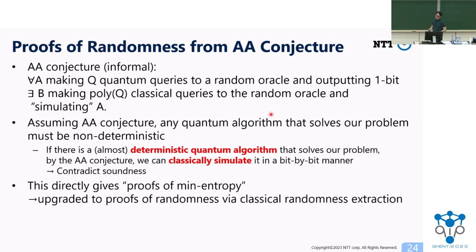This means that if some quantum computer generates a valid answer to the problem, then that must have some amount of min-entropy. So our problem can be directly used as proofs of min-entropy. And then we can simply extract the true randomness from such min-entropy by using classical randomness extraction techniques.